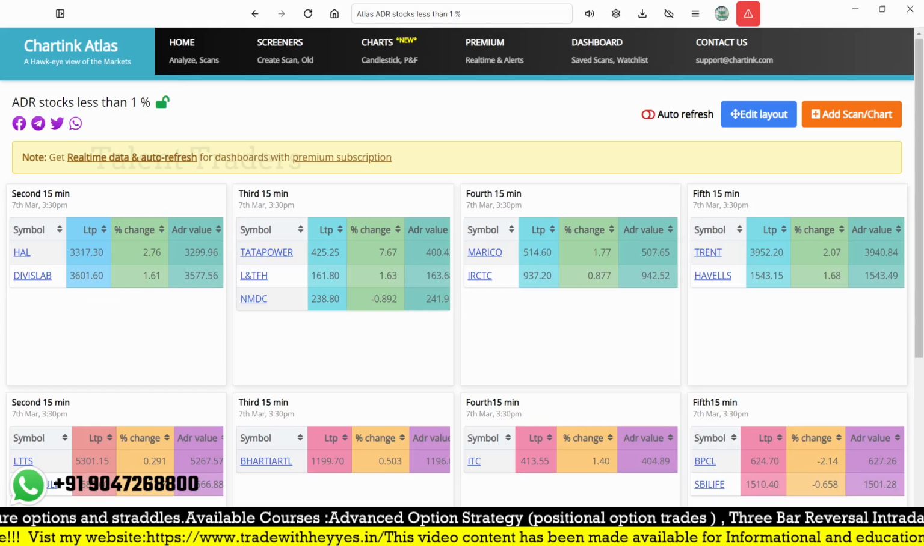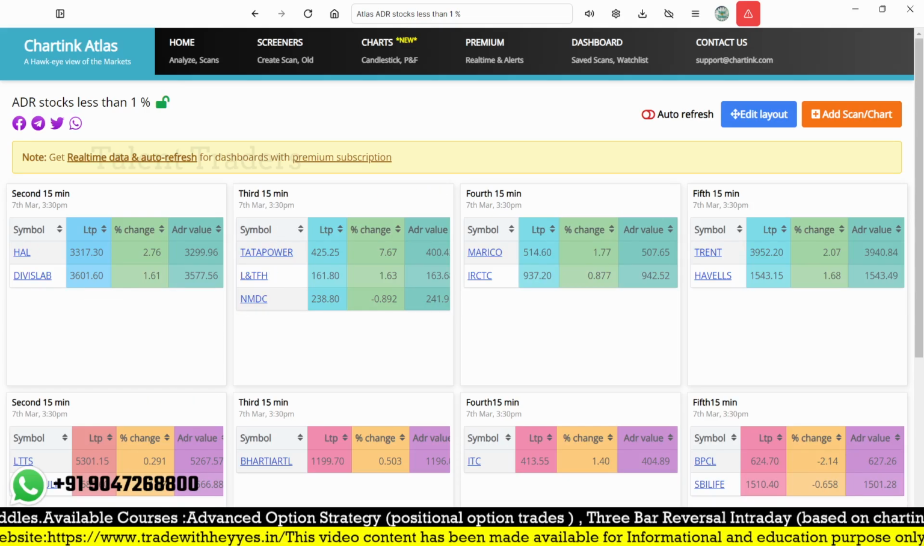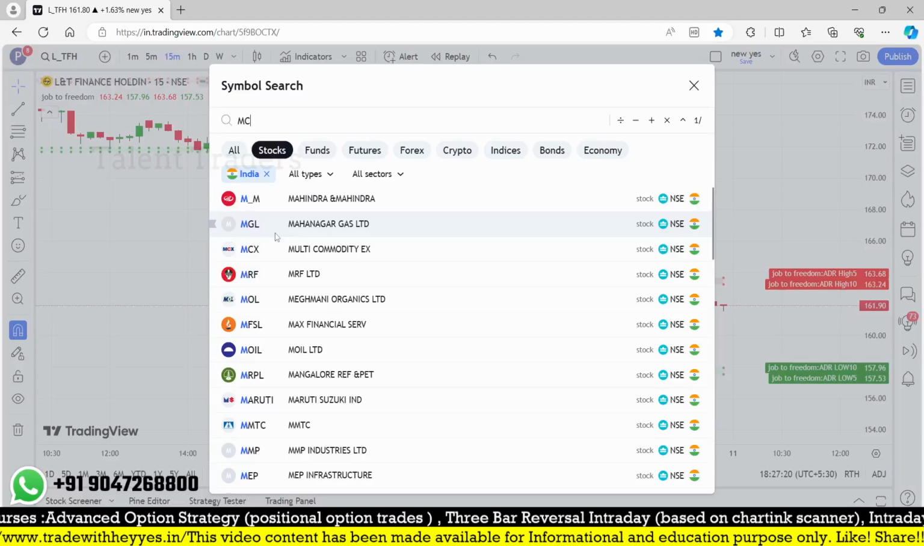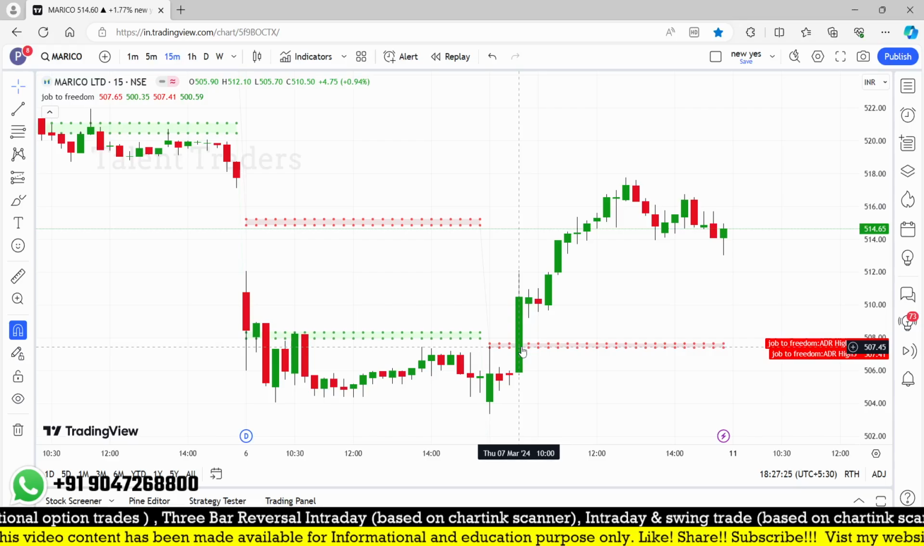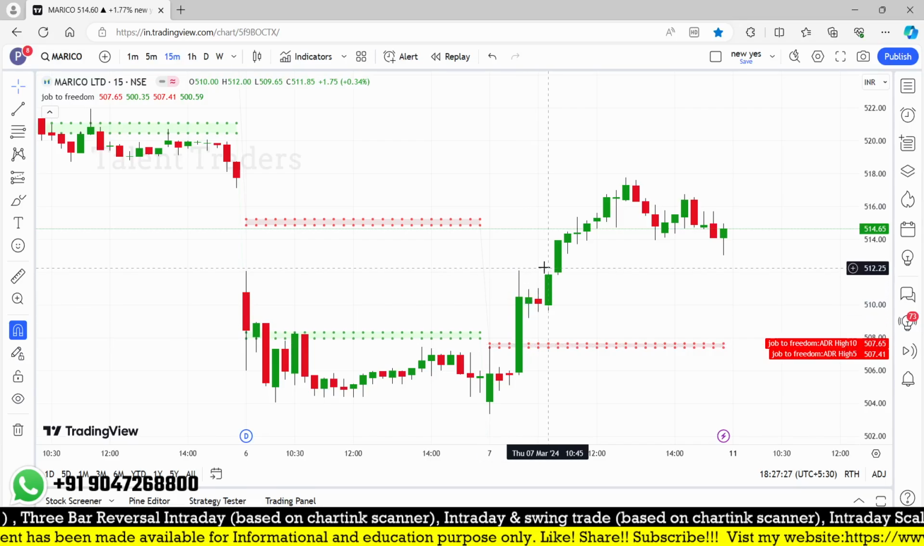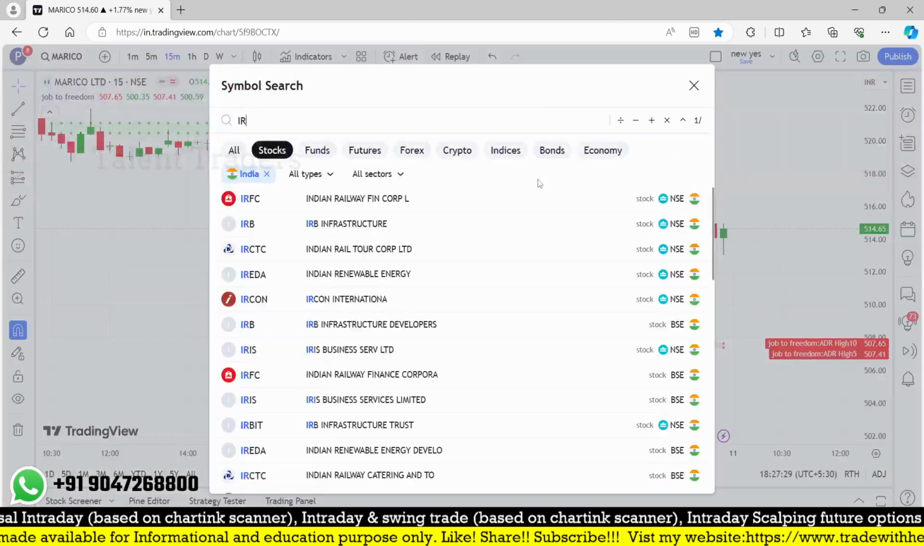And fourth candle, so we have seen Marico and ITC. Marico is not a liquid one. So let me check Marico, what is happening on the fourth candle. So here, this is the fourth candle, but it is a nearby 1% candle, but the high is broken.